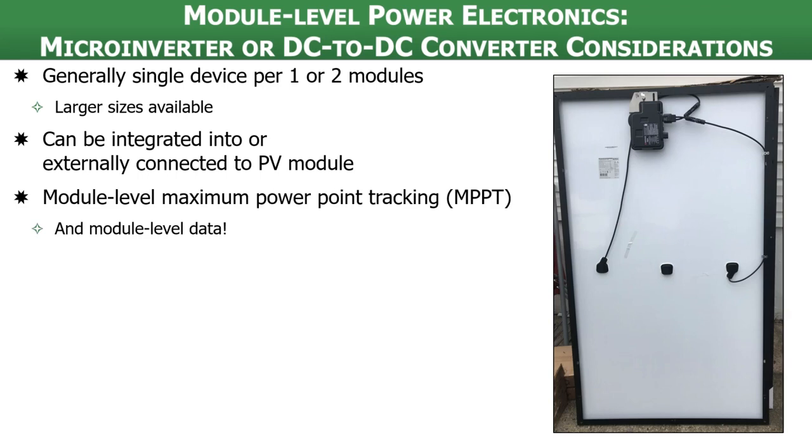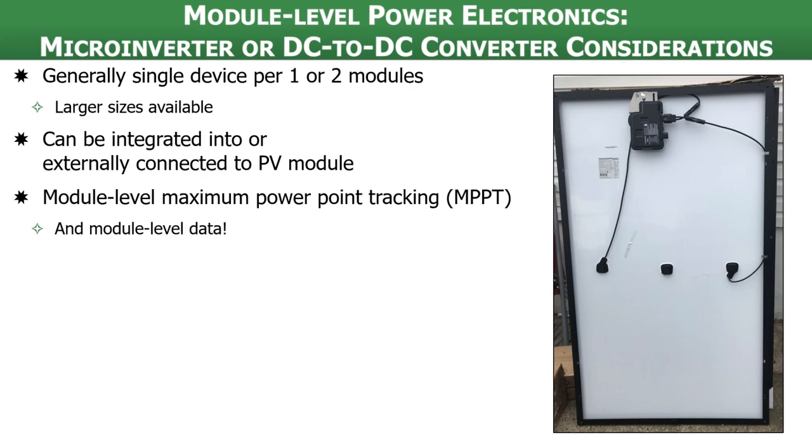One of the benefits of this type of equipment is that it provides module level maximum power point tracking. This is a huge advantage in areas with a lot of shading. It's also a huge advantage on a rooftop where you might have a lot of different orientations of different roof planes, so this can help to minimize the effects of multiple orientations. It also can be helpful if you have different types of modules on a single array.